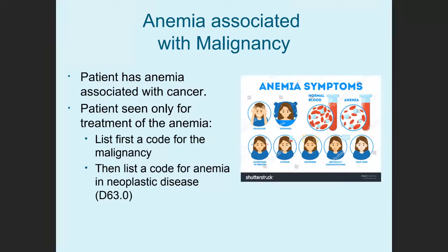Let's start with coding for anemia associated with a malignancy. So say the patient has anemia associated with cancer. The patient is seen during this visit only for treatment of the anemia. In this case, list first a code for the malignancy and then a code for anemia in neoplastic disease, which is D63.0.